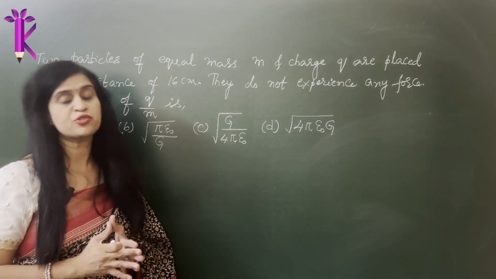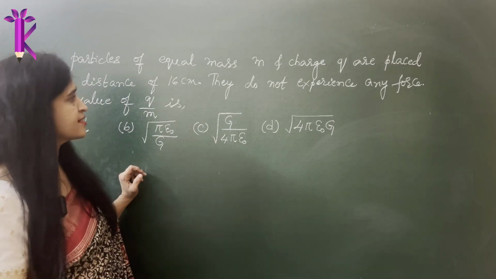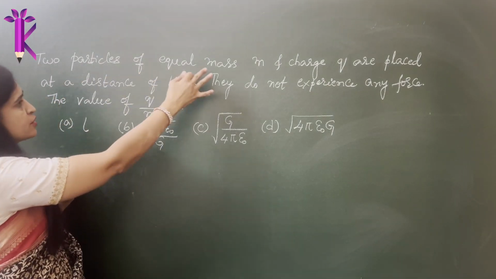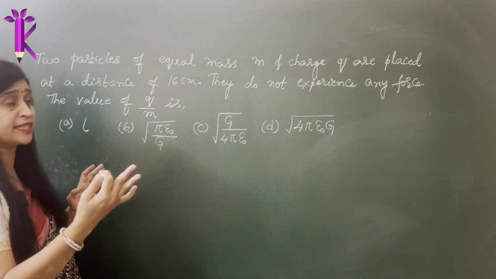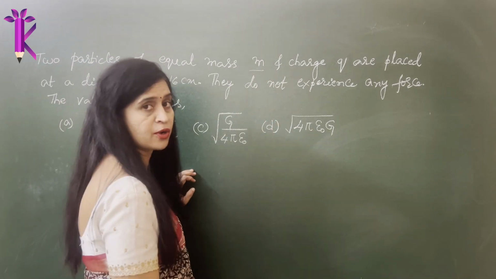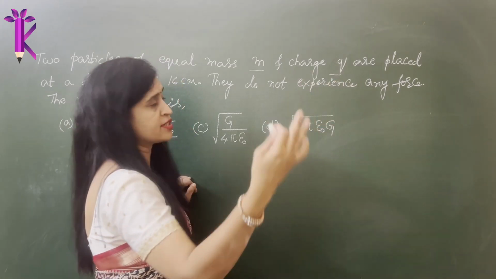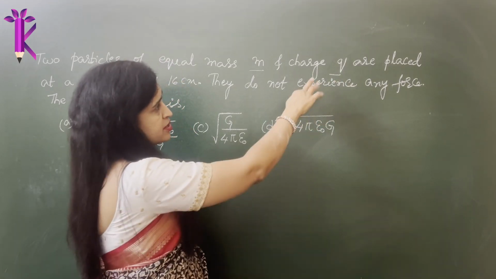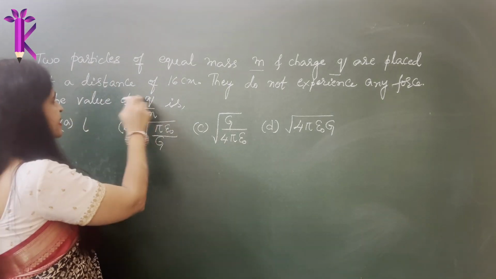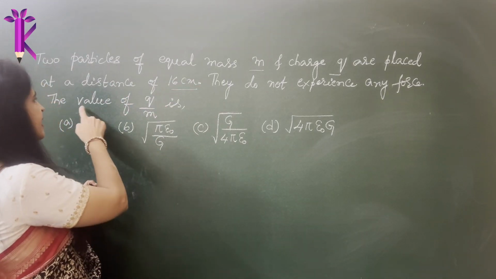Well, again, a conceptually very interesting numerical here that you must enjoy solving. There are two particles of equal mass m and charge q. So when they start talking about mass, obviously there will be gravitational force of attraction between any two masses. And when they're talking about charge q, it is the electrostatic force of repulsion, because they don't say plus q and minus q, it has to be a repulsive force. They are placed at a distance of 16 centimeter. They do not experience any force.